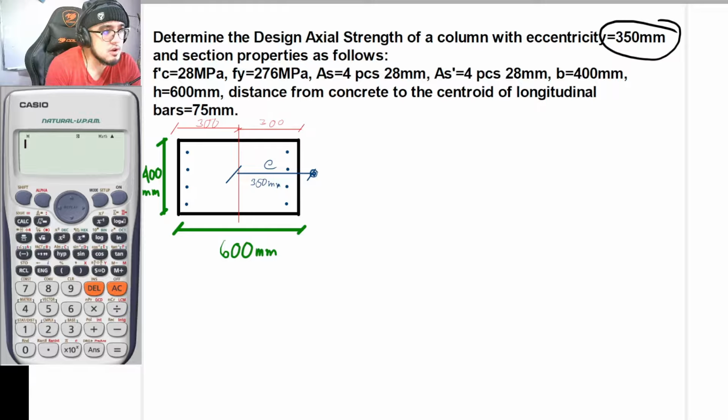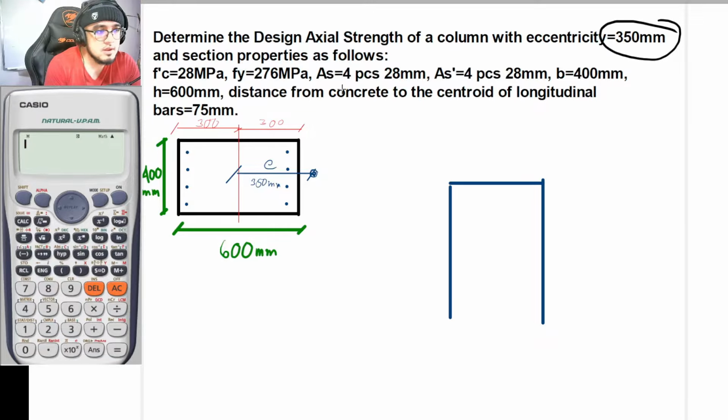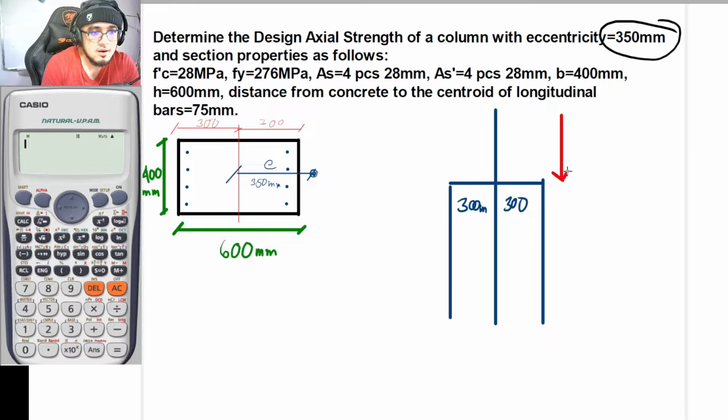If you are wondering about the location of the load, let's say that this is your column, and this is its centroid. This is equal to 300 mm, and this is also 300 mm. But the eccentricity is 350 mm. So what that means is that your load is acting here. Suppose that this is equal to 350 mm.